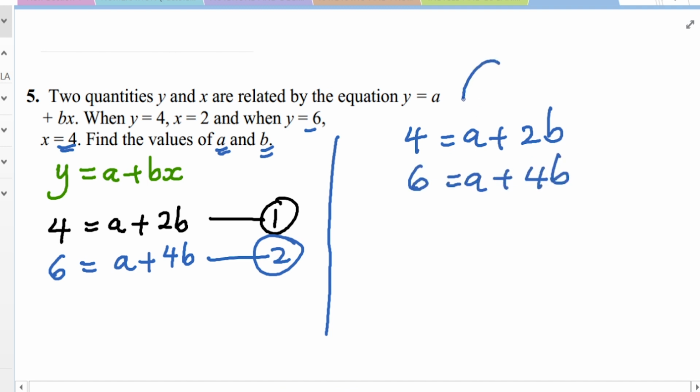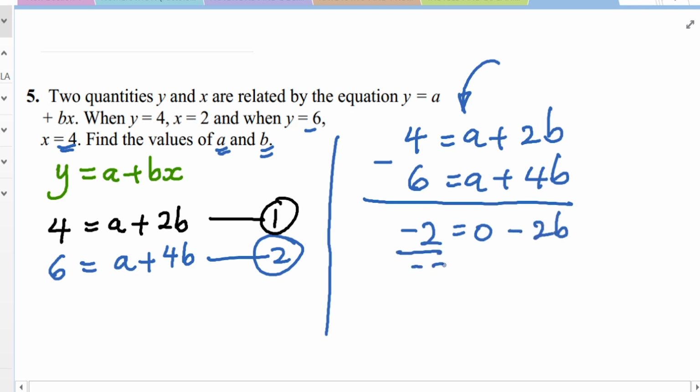We can eliminate a by subtracting the two equations. 4 minus 6 is negative 2. a minus a is 0. Then 2b minus 4b is negative 2b. Divide both sides by negative 2. This goes with that.